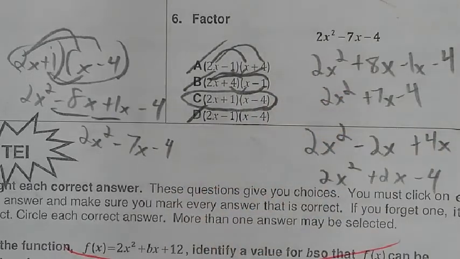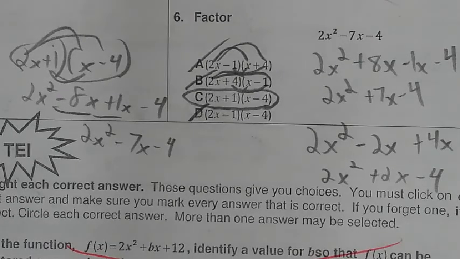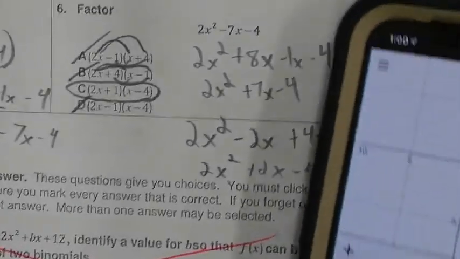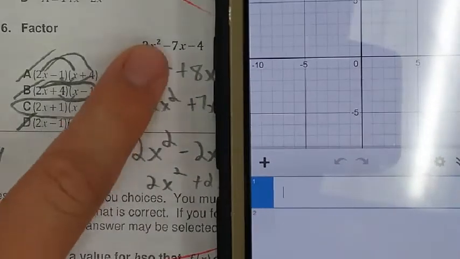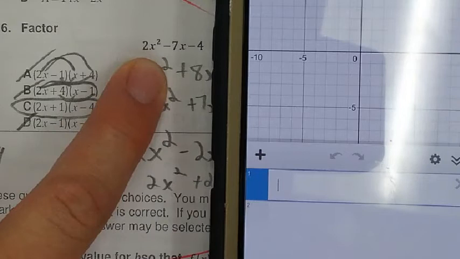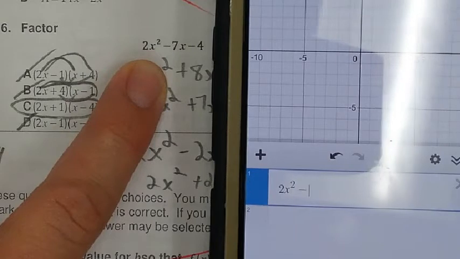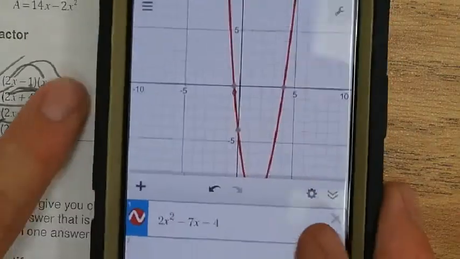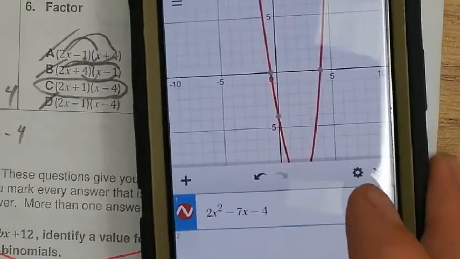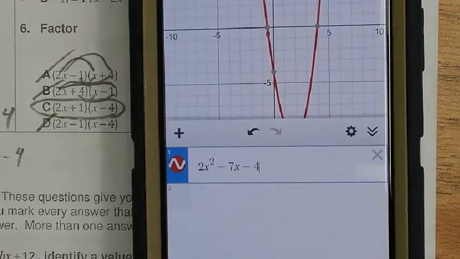If you all get on the SOL and you have forgotten how to do FOIL, here is the method you could do. So like I said, Desmos could do a lot of this for you. So if you're on Desmos, type in exactly this, 2x squared, and guys, I want you to do this with me. 2x squared minus 7x minus 4. So that gives you that parabola. What we're looking for is whichever of these answer choices will give us that same exact graph.